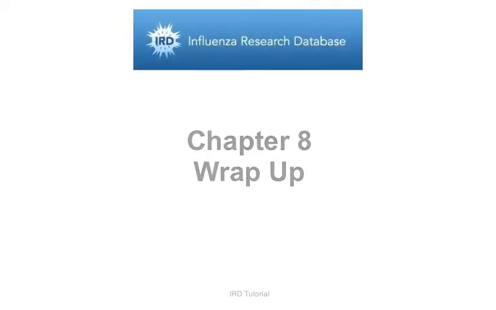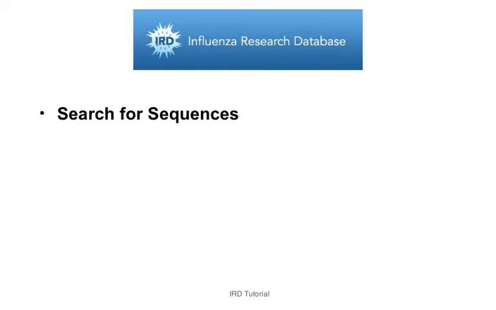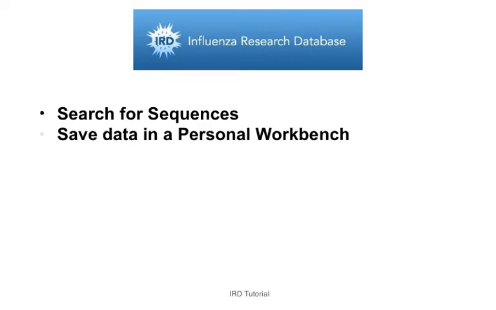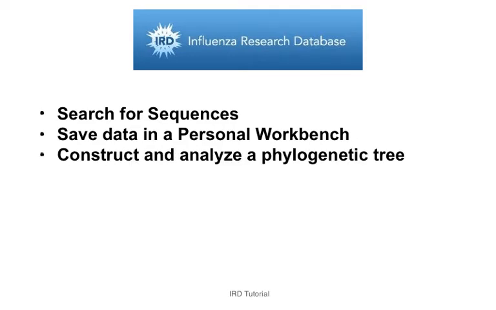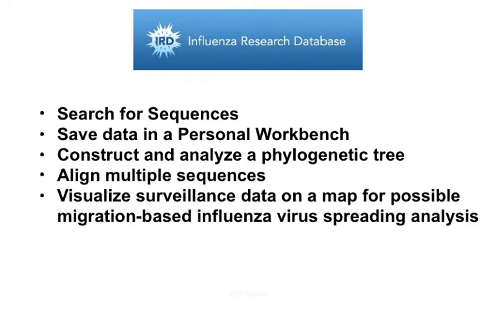In this tutorial, you've learned how to search for sequences of specific influenza virus subtypes isolated from surveillance samples, save them in a personal workbench, infer evolutionary relationships of the sequences by constructing and analyzing a phylogenetic tree, align multiple sequences, visualize surveillance data on a map for possible migration-based influenza virus spreading analysis.